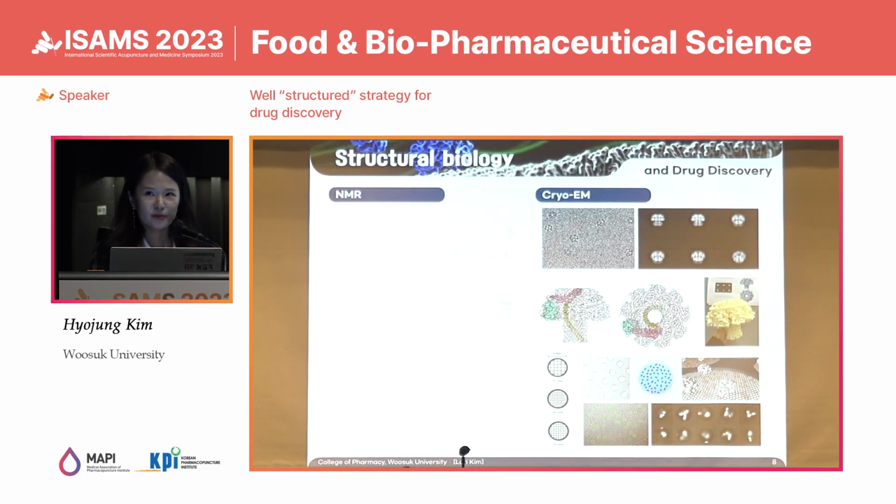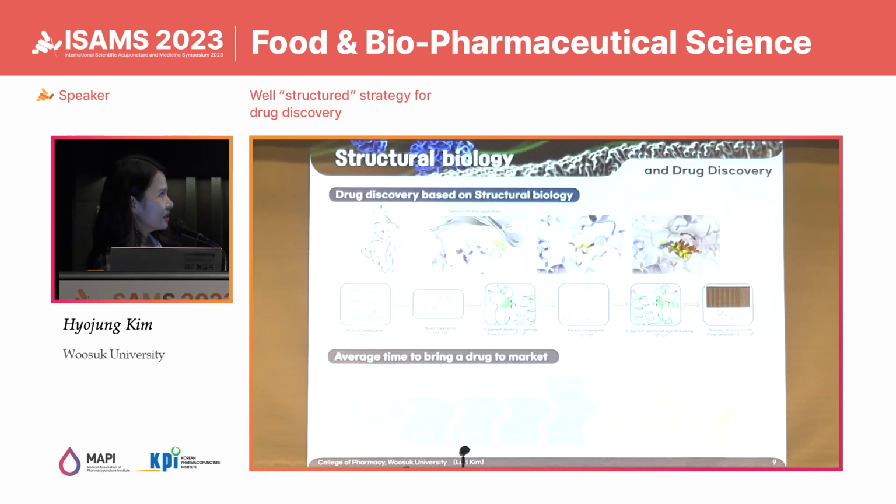And there is a new emerging technique, which is cryo-EM. This is a method that we can see how they look in a solution. So we can use the electron microscopy to see the actual figure of the proteins. Using these methods, we can apply them to drug discovery.